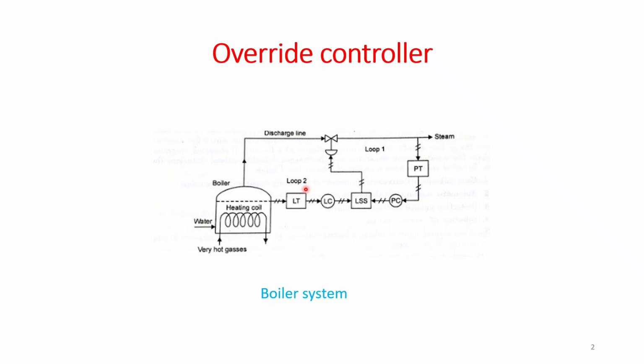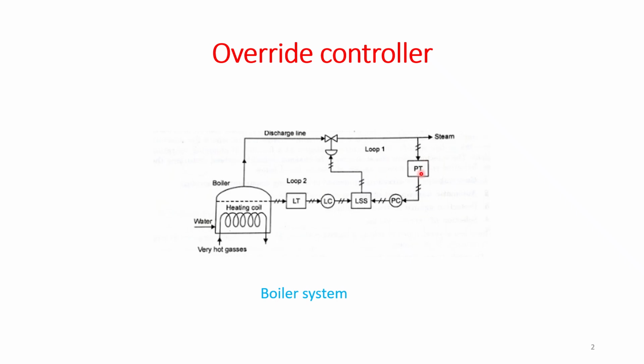Here two loops are given. One is to control pressure, another one is to control level. So what is LSS? LSS means lowest switch option. Sometimes they use a higher switch option also in an override controller. Now in this system, what will happen? Whenever the level in the boiler is decreasing, the control loop will shift to the second loop, loop 2. Otherwise it will be in loop 1.